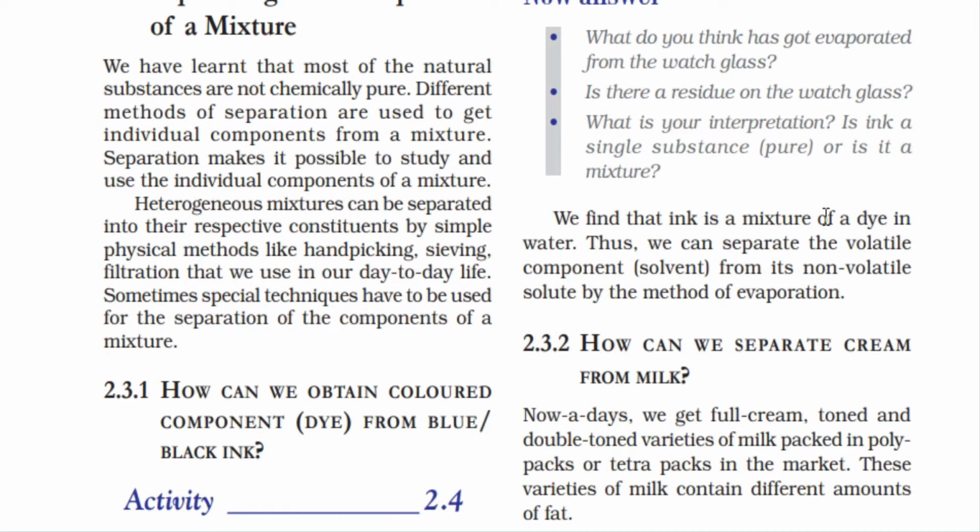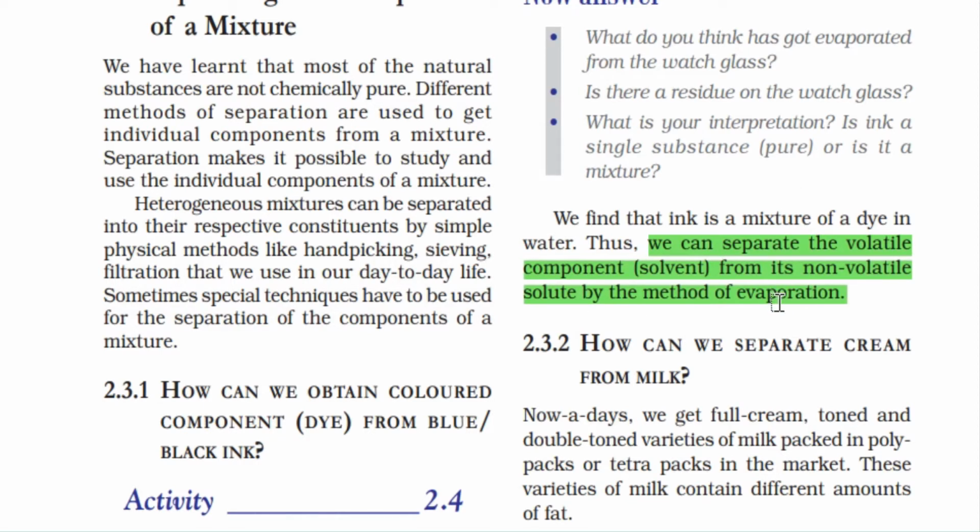We find that ink is a mixture of dye in water. Dye means color in water. Thus we can see that we can separate the volatile component, the solvent, from its non-volatile solute by the method of evaporation. This may be a question. We can separate the volatile component, the solvent, from its non-volatile solute by the method of evaporation.